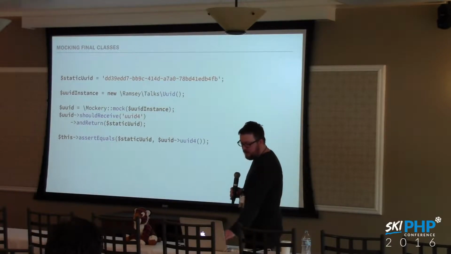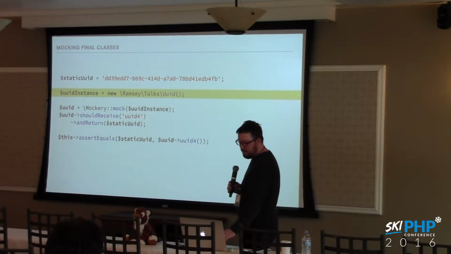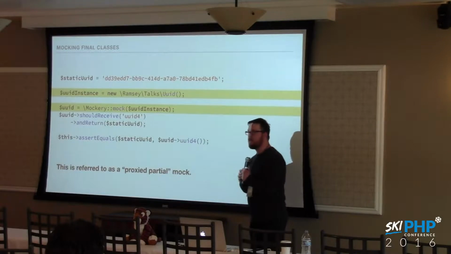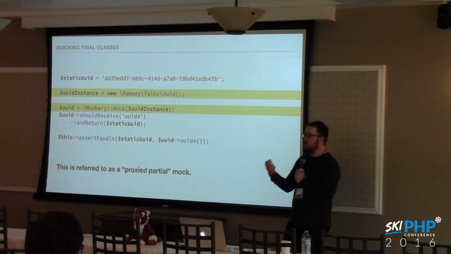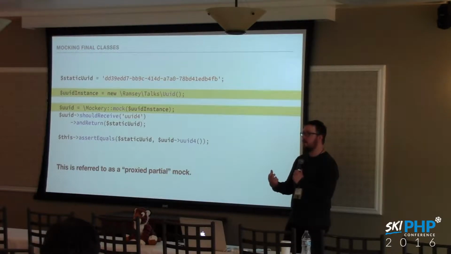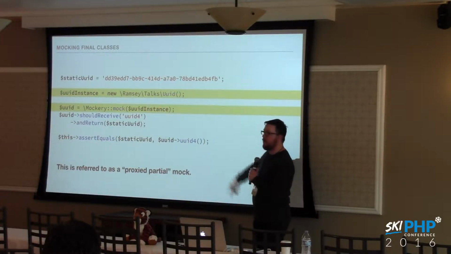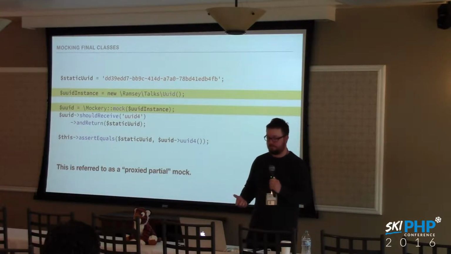Here, we instantiate an object of the final class, and then we pass that in to mock it. This is called a proxied partial mock. So we have an instance of the object, we pass it in to mock it, and now we can actually capture and override the behavior of methods on it, even if those methods are marked final too.